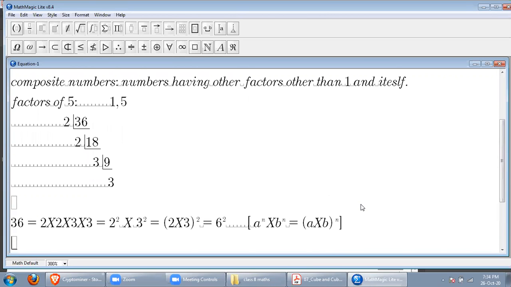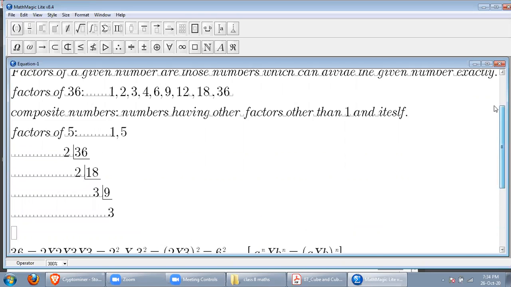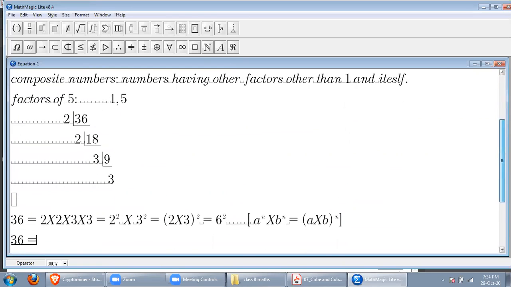Now, to determine the factors of 36, I just want to add something for your higher knowledge: how to determine the factors. We have just checked that the factors of 36 were 1, 2, 3, 4, 6, 9, 12, 18 and 36.